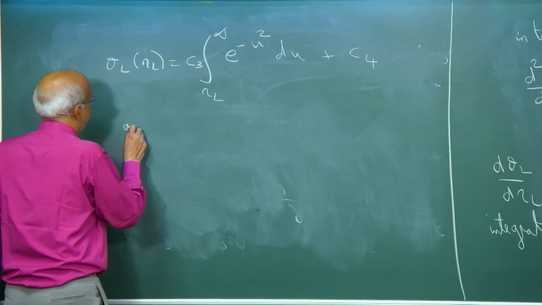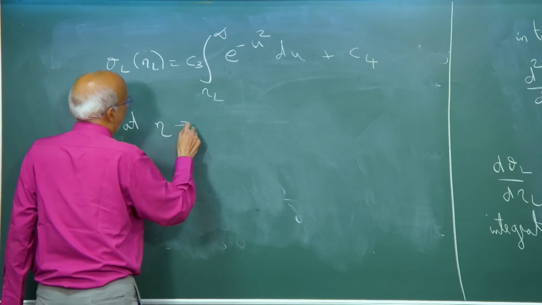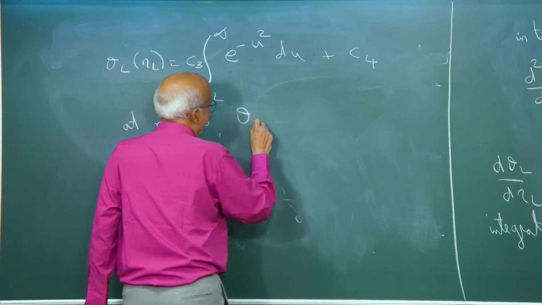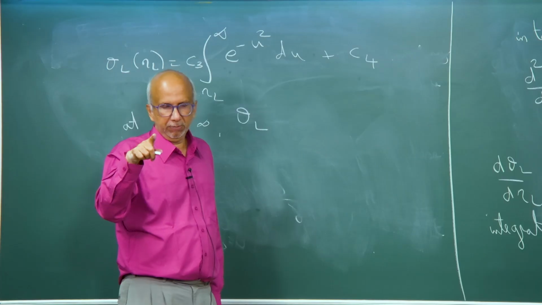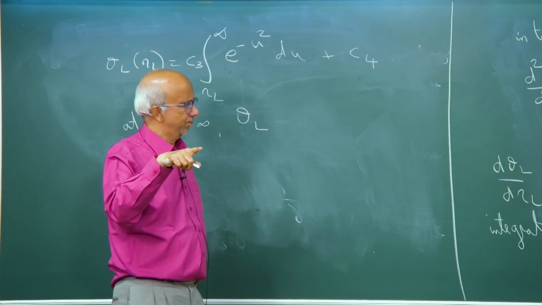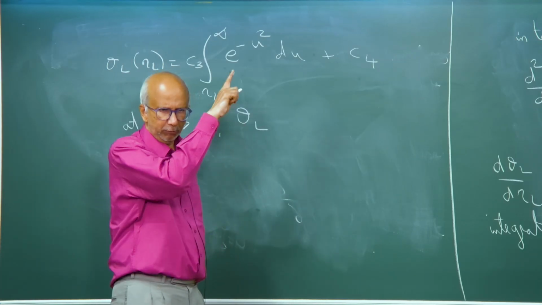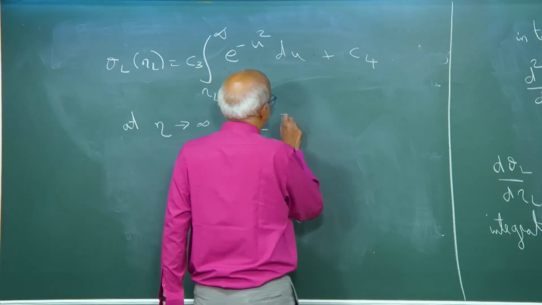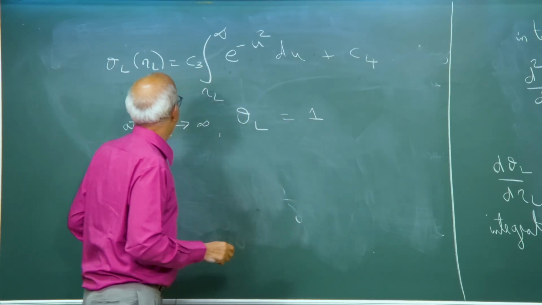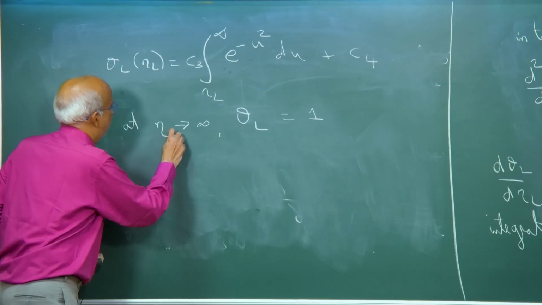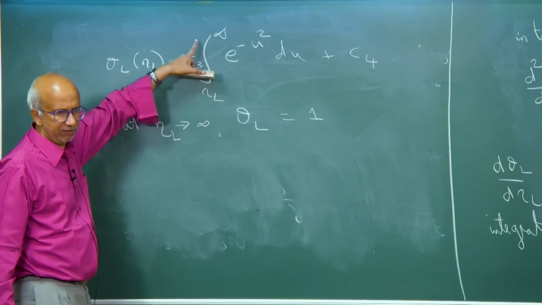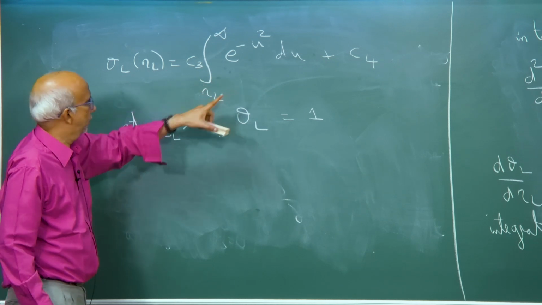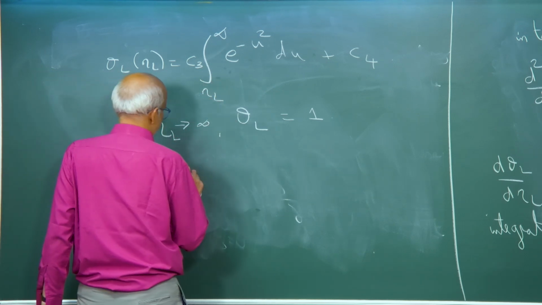So, at eta tending to infinity, what is theta L? Theta L was T1, and if you remember, theta L was 1, because this was 0, that was 1, right? Theta L is 1. So, if I put eta L equal to infinity, the upper and lower limits become the same, so this goes to 0. So, C4 is 1.